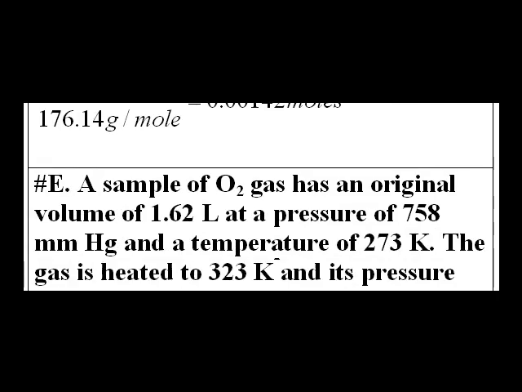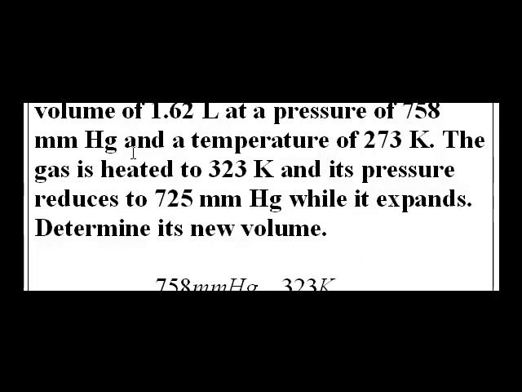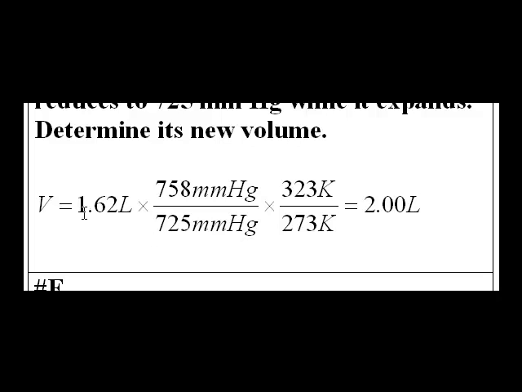The next example: a sample of oxygen gas has all these numbers attached to it, volume and pressure and a temperature. Then the gas is heated to a certain temperature and a certain pressure. Determine its new volume. This would be the calculation. All these numbers involved here have three significant figures. That means the result also has to have three significant figures.